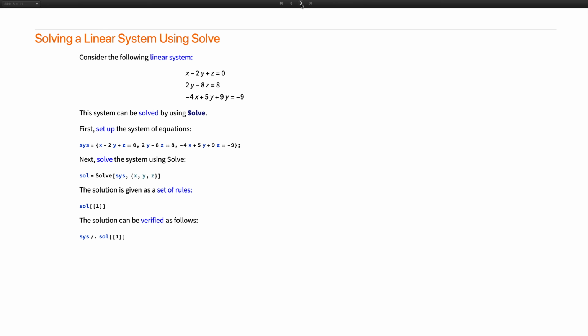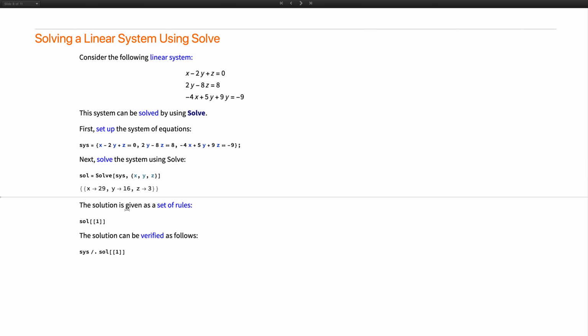Okay, so now the next point is that you can solve such a system using the function Solve. Solve is very much like what you do by hand, namely just write down the system as given to you in a list. You give it to Solve, and then you get back the solution. In this case, x is 29, y is 16, and z is 3.